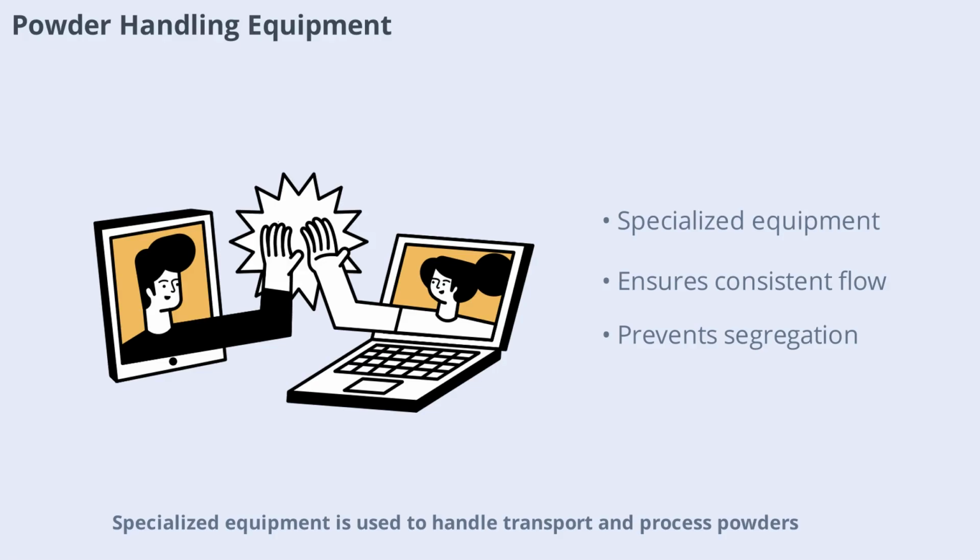Specialized equipment is used to handle, transport, and process powders. This includes hoppers, conveyors, and feeders designed to maintain consistent flow and prevent segregation. Choosing the right equipment is crucial for efficient and reliable powder processing.